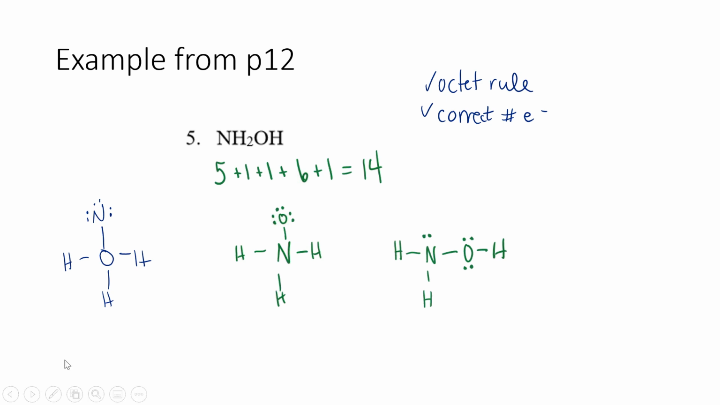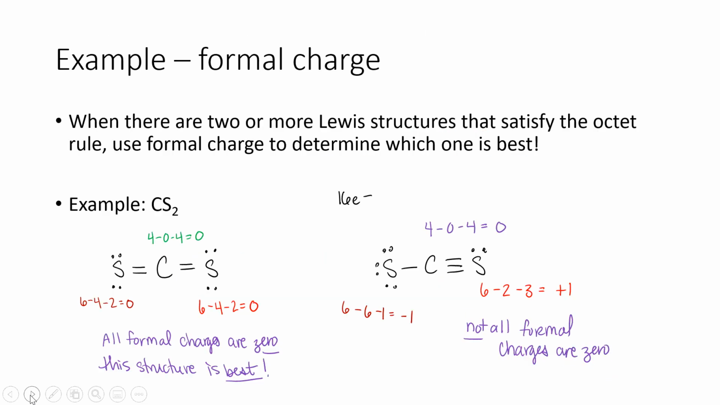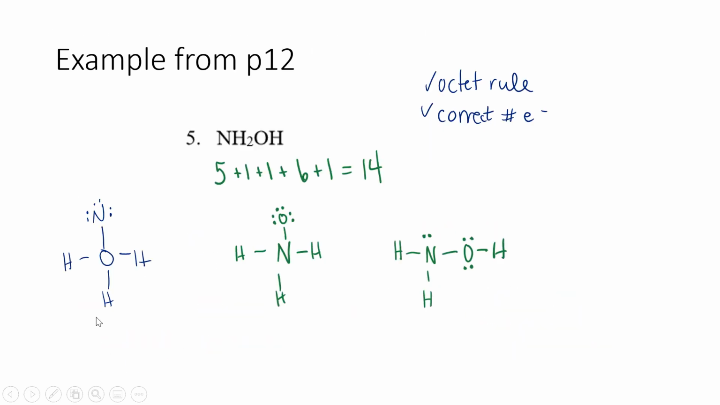So remember, the rule for formal charges is you take the number of valence electrons, which has to do with the column the atom is in, and you subtract from it the number of dots and the number of bonds that the atom is forming in that structure. So let's go down here and take a look.